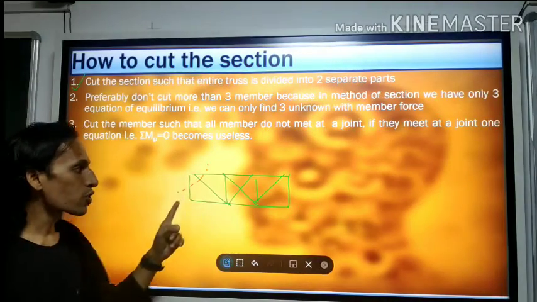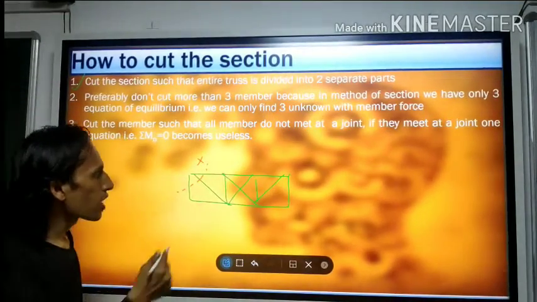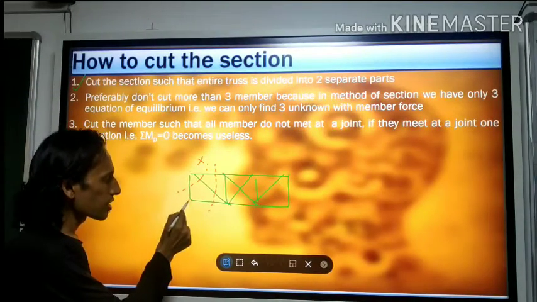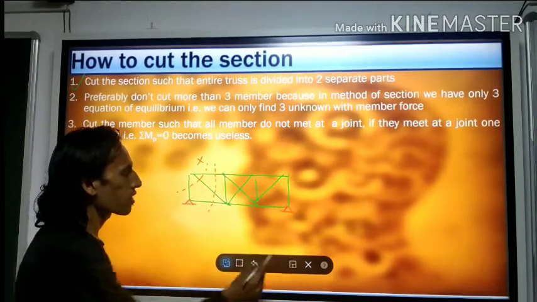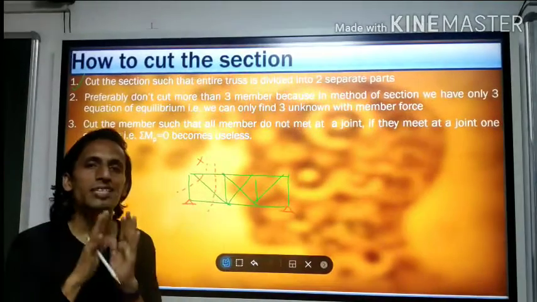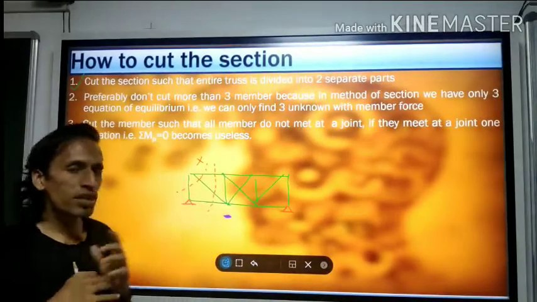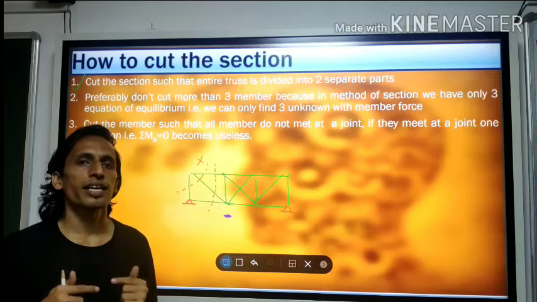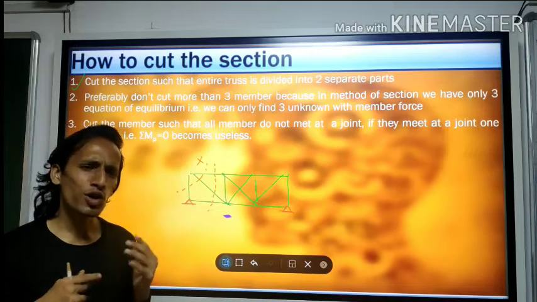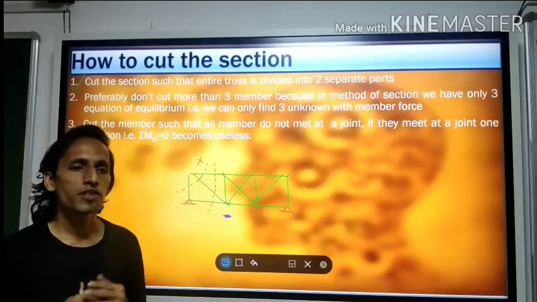How should you cut? This is the wrong way of cutting the section. You may cut like this, such that, let us say this is some support, this is some support. So this half of the section is one part, and this is the other part. So you should think before cutting. It should not be a partial kind of truss system. Although it may give an answer in some cases, try to avoid it.